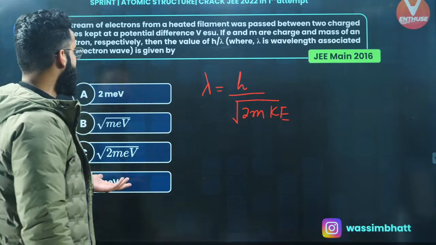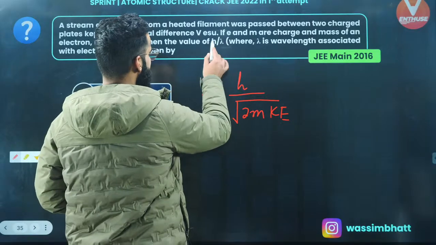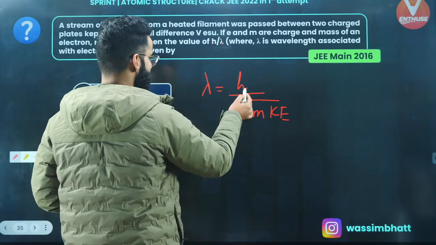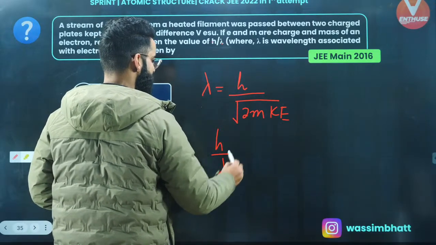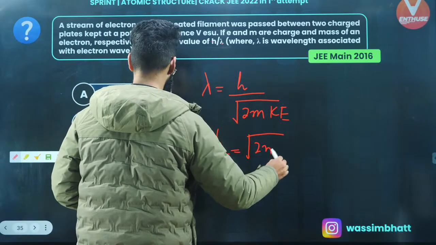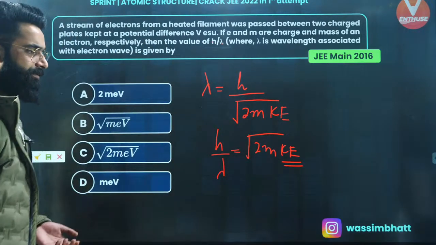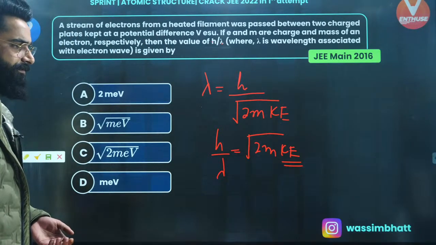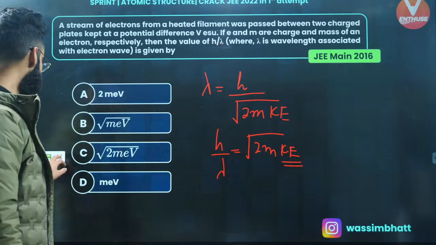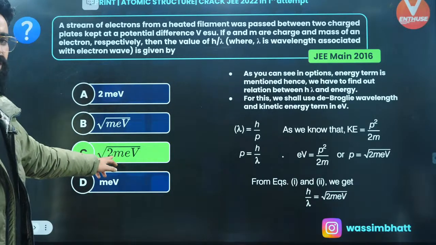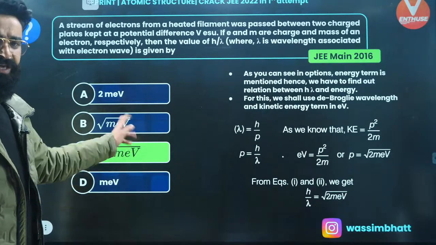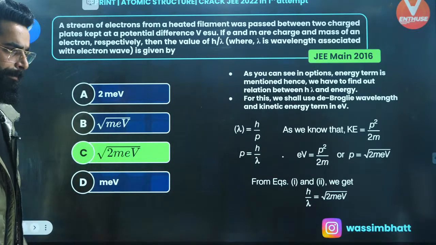What do I need to calculate? This is simple, guys. I need to calculate h upon lambda, right? Can I say h upon lambda is equal to under root of 2m multiplied by KE? Instead of KE, you can write eV as well, right? So what is the final answer? The final answer is going to be option C, right? Instead of KE, you can write eV, potential energy, as well.